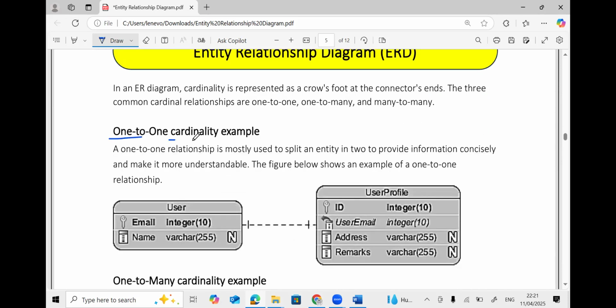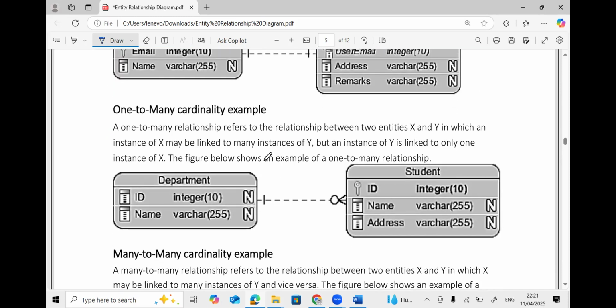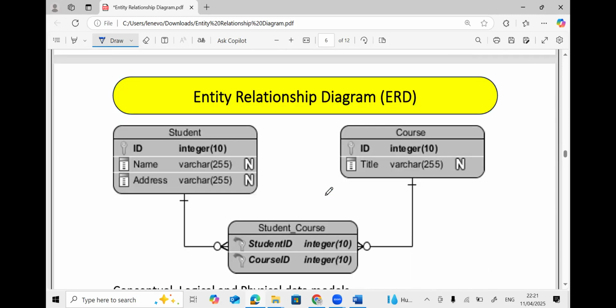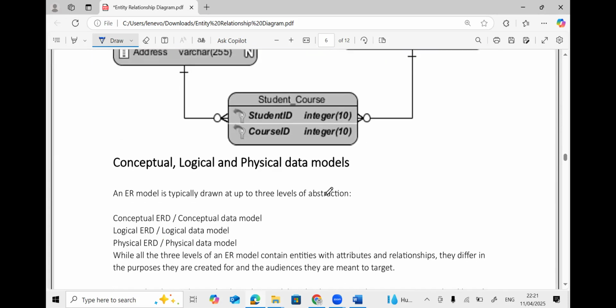One to one cardinality actually means this, which you know. Then you have one to many cardinality, for example one to many with primary key and foreign key. Many to many cardinality actually means many to many, but we don't study many to many in our syllabus, so we'll not discuss that.